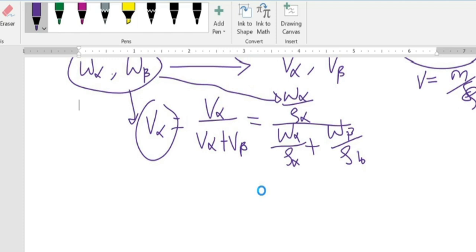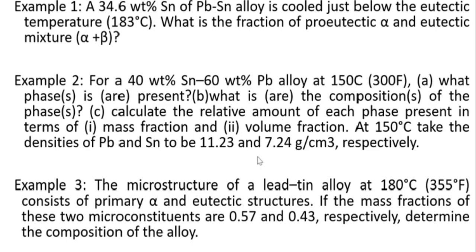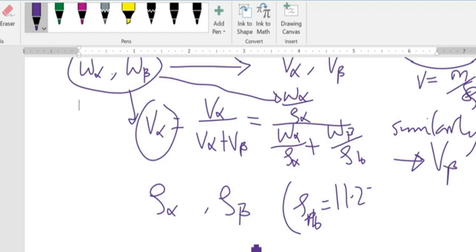alpha. And subsequently, we can also do that to get that of beta. But we don't know the densities. We have to determine our densities of alpha and density of beta. The question gives density of lead to be 11.23, and density of tin is equal to 7.24.